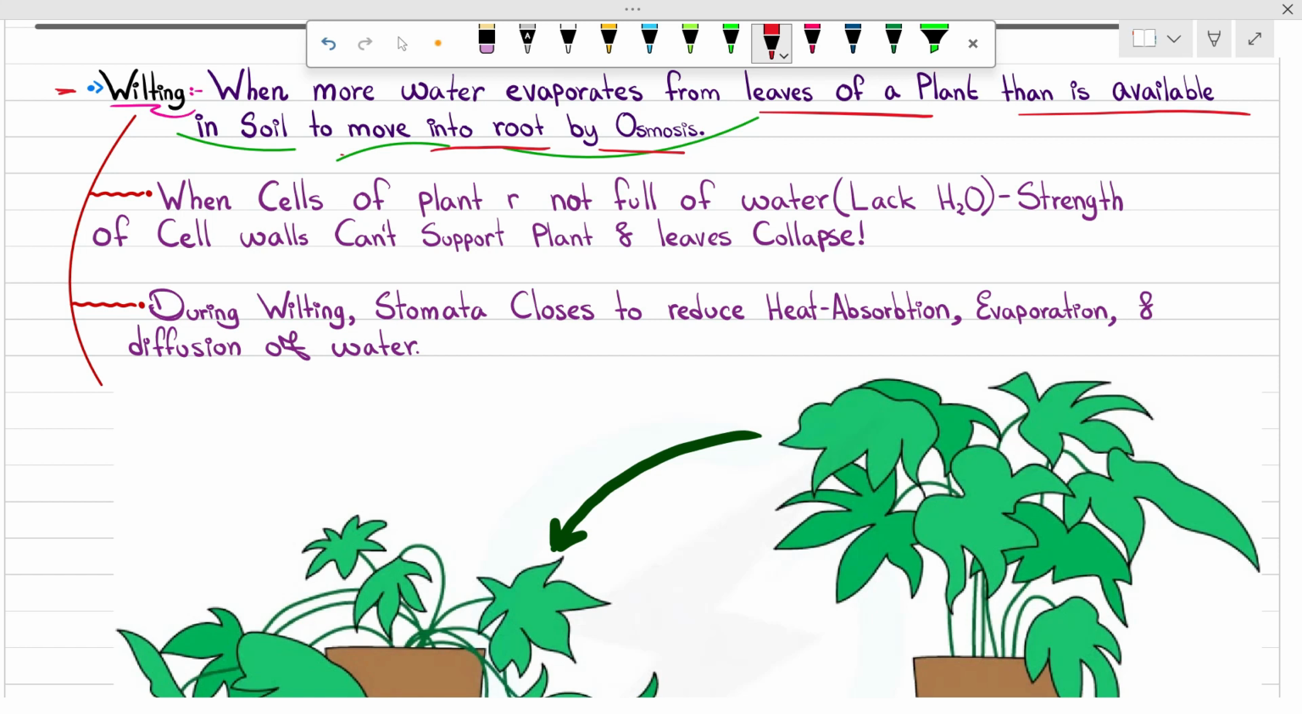When cells of the plant are not full of water, they lack H2O. The strength of the walls cannot support the plant because the plant cells are losing water via osmosis and they are becoming plasmolyzed. Hence, during wilting, the stomata will close to reduce the heat absorption, evaporation, and diffusion of water.